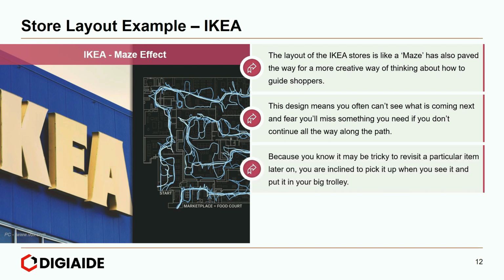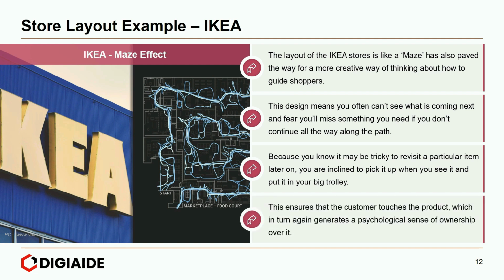Because you know it may be very tricky to revisit a particular item later on, you are inclined to pick it up when you see it and put it in your big trolley. This ensures that the customer touches the product, which in turn generates a psychological sense of ownership over it.